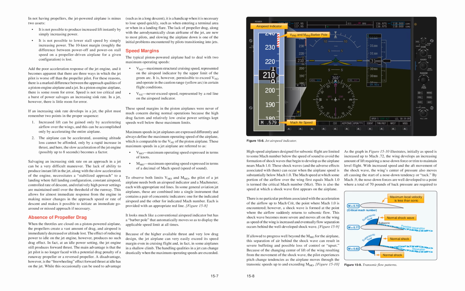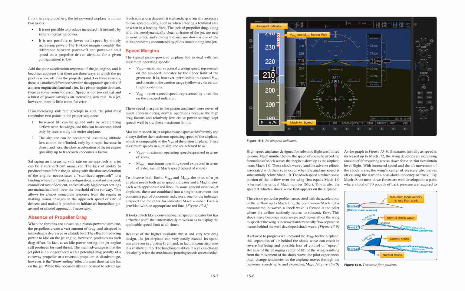A disadvantage, however, is the freewheeling effect forward thrust at idle has on the jet. While this occasionally can be used to advantage, such as in a long descent, it is a handicap when it is necessary to lose speed quickly, such as when entering a terminal area or when in a landing flare. The lack of propeller drag, along with the aerodynamically clean airframe of the jet, are new to most pilots, and slowing the airplane down is one of the initial problems encountered by pilots transitioning into jets.